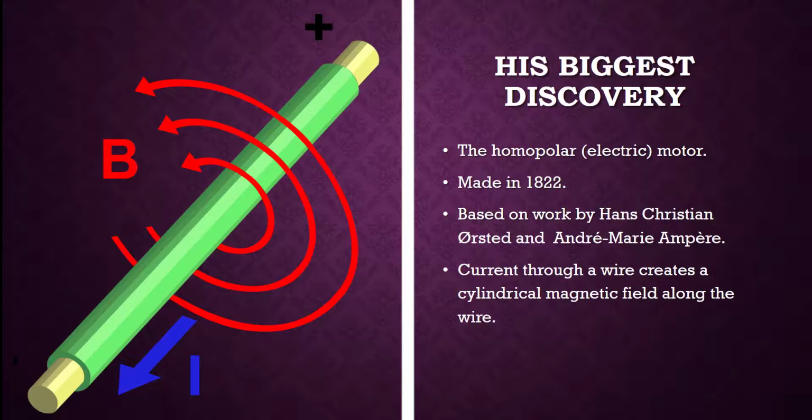So his biggest discovery was the homopolar electric motor, made in 1822. He based his work on Hans Christian Ørsted and André Marie Ampère's work, and you can recognize that some of these names, for example, Ampère, are very widely renowned names. And he basically took their principles and combined them to make the motor. You'll see a bit more about that later on. But current through a wire creates a cylindrical magnetic field along the wire, as we've learned.